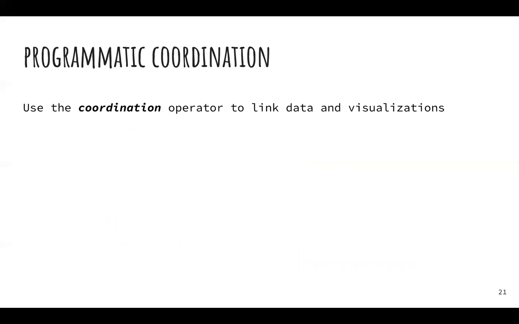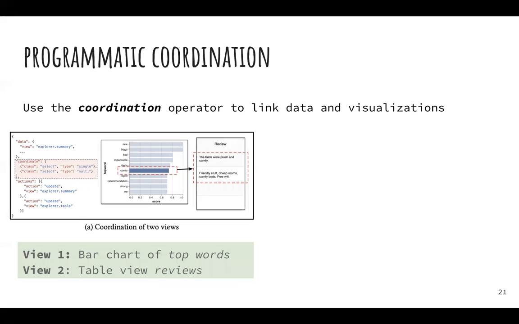Let's see some other examples of interactivity. Users can use the coordination operator to connect different views of Leam. Again, going back to our example use case of review analysis, let's assume the user wants to view the top ranked words by their TF-IDF scores in the corpus. The figure on the left shows how to link a bar chart with the reviews in the table view. Clicking a bar, which represents a top ranking word in the review corpus, will filter relevant reviews in the table view. So this enables users to interactively explore and evaluate the featureization operators.